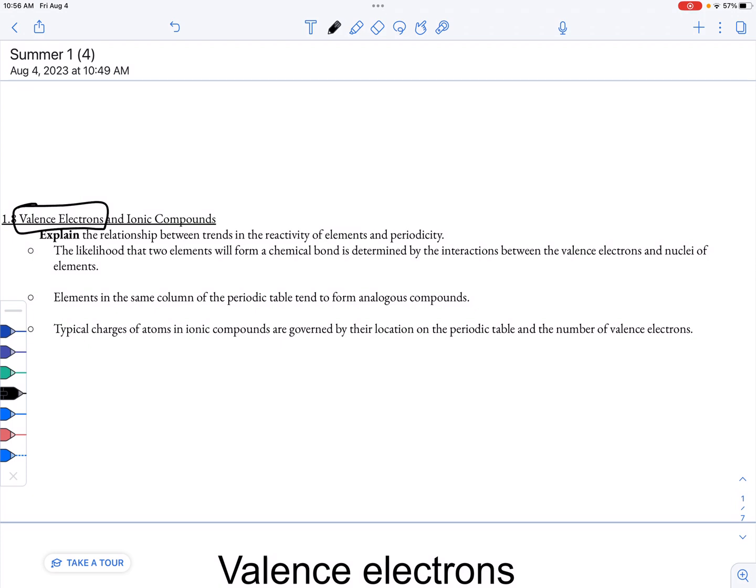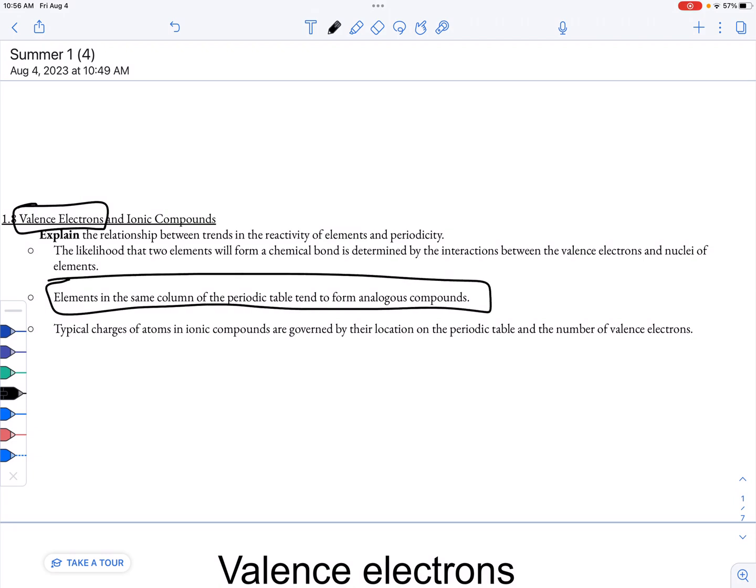One of the key ideas is right here: elements in the same column on the periodic table. Again, columns go up and down. So everything in the same column has the same number of valence electrons, has the same charge, and they tend to form analogous compounds, which means if you know the ratio of one compound, you can assume that everything else below it will form the same ratio and have similar properties to it.